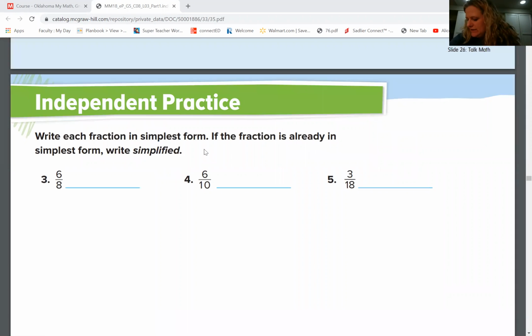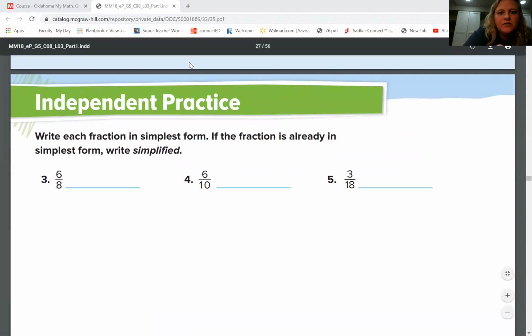Okay, independent practice. So your independent practice says 6/8. These are both even numbers. So immediately I can divide by 2 and 2. 6 divided by 2 is 3. 8 divided by 2 is 4. There's nothing that I could divide 3 by that I could also divide 4 by. They don't share any factor other than 1, so we're done.